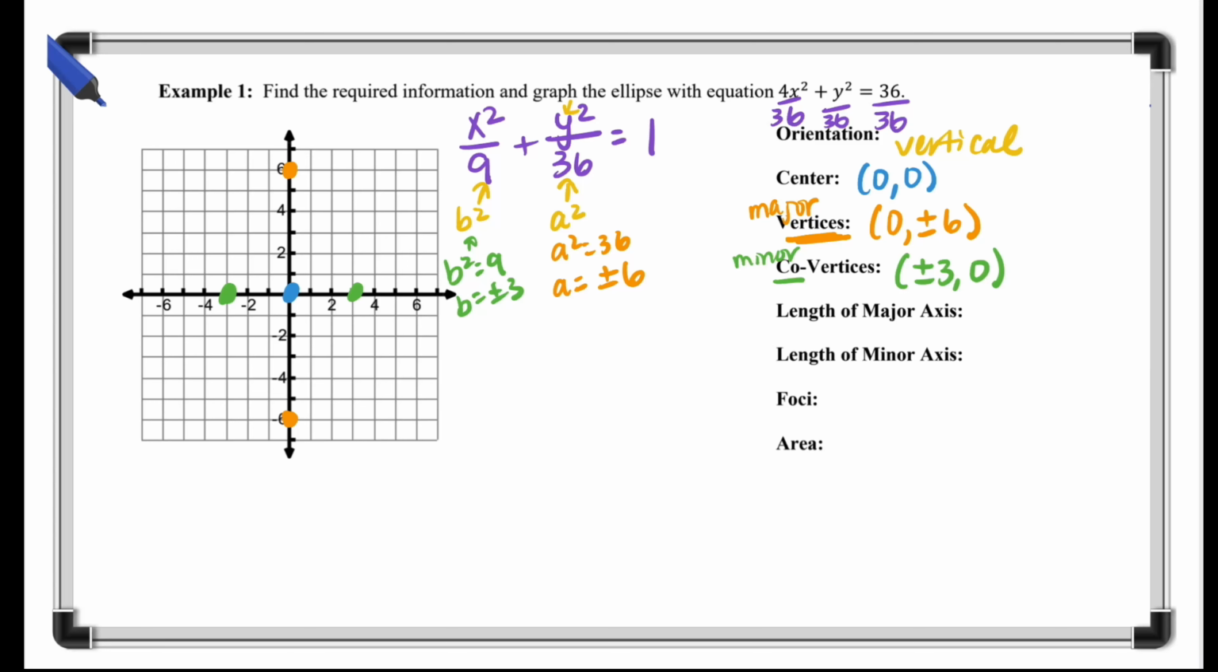Now, in order for me to find the length of my major axis, I'm going to take 2 times a, or 2 times 6, which is 12. And then the minor axis is 2 times b, or 2 times 3, which is 6.